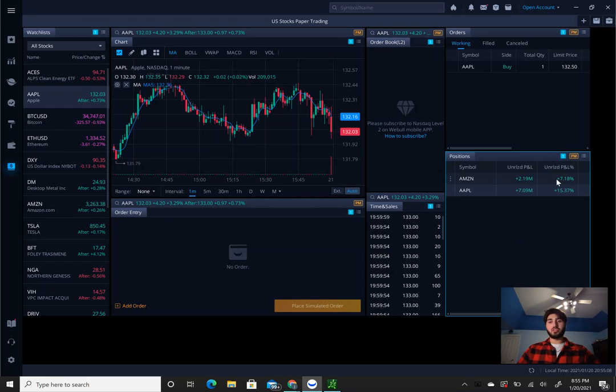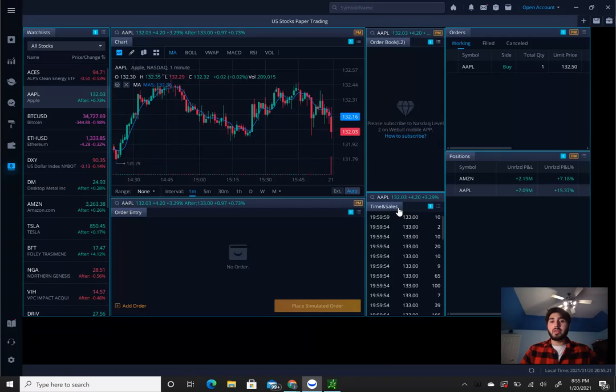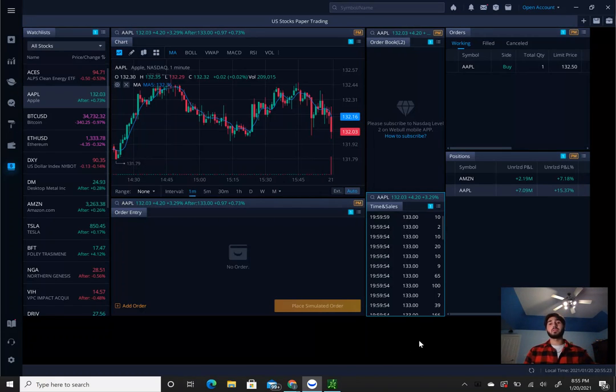Same thing with the percentages. This is roughly how much percent I gained. So if I put in $100, I would make 7%, but I don't know how much I put in to make 2.2 million. And then you have your time scale right here. I like this. This is something Webull, I think, only does. I'm not 100% sure about TD. I think TD might also do this, but the time scale is basically showing you what time the stock was purchased at, how much it was purchased at, and the quantity.